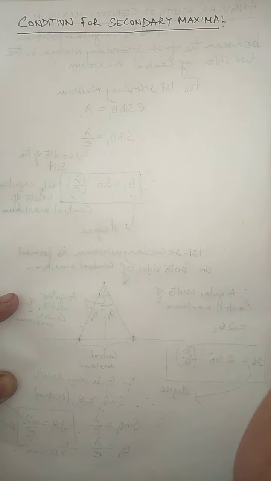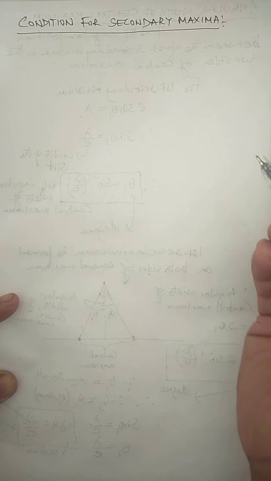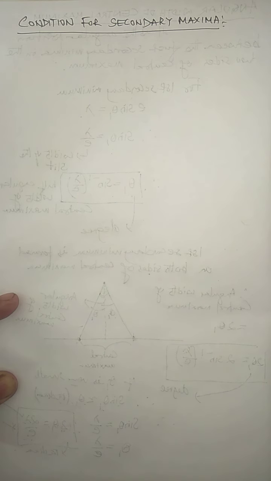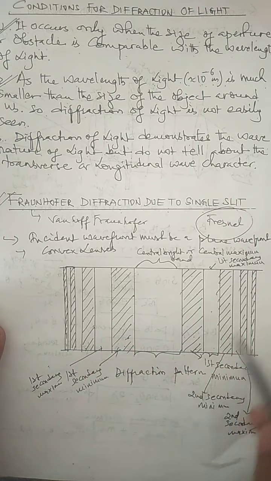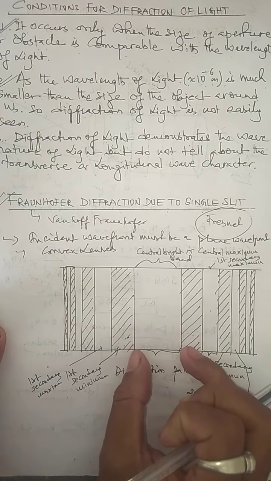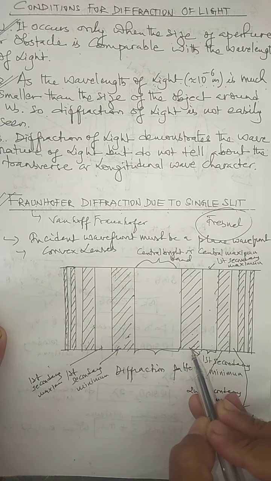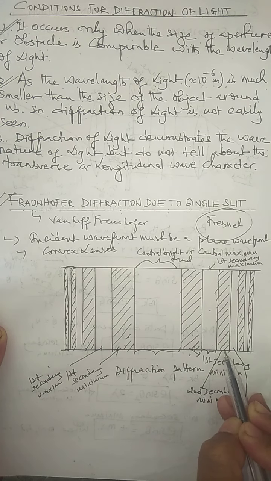Okay, it is always observed in the diffraction pattern that between two consecutive minima there is a secondary maxima. So for that, let me show with a diagram. If you refer to this diagram, this is the diffraction pattern observed by Fraunhofer due to a single slit. This is the central maximum. Secondary minima, first secondary minima, second secondary minima.